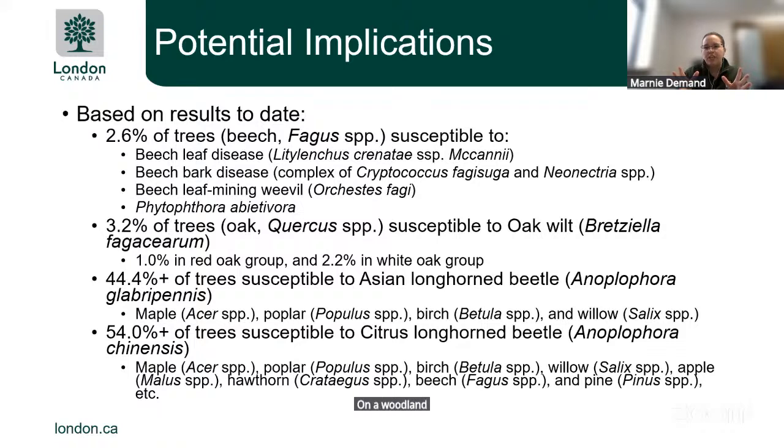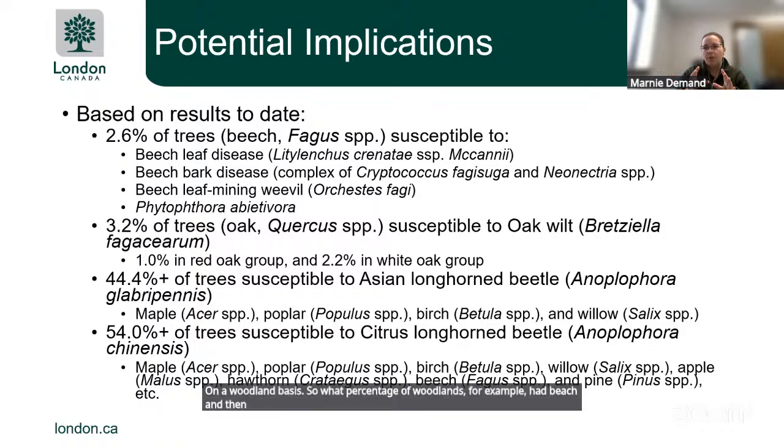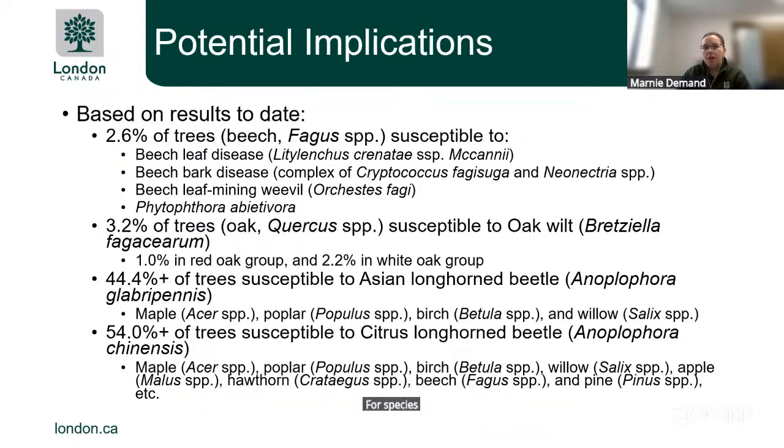So what percentage of woodlands, for example, had beech, and then the percentage of trees within permanent sample plots that would be beech. So we've got two different parameters there for species diversity, which will be hopefully very helpful if any invasive species come along that we don't already have.